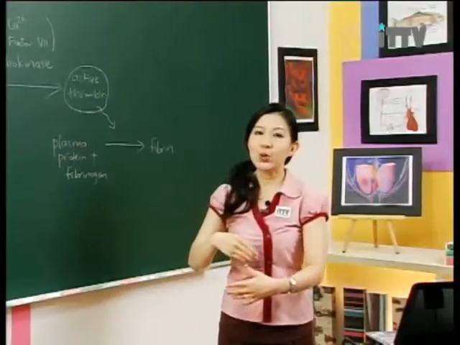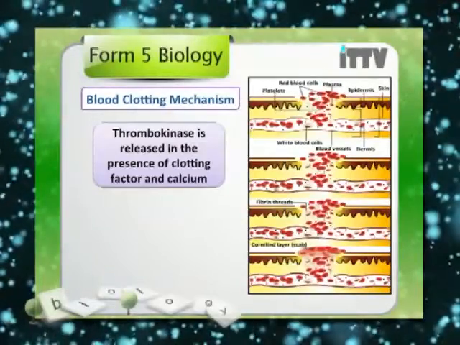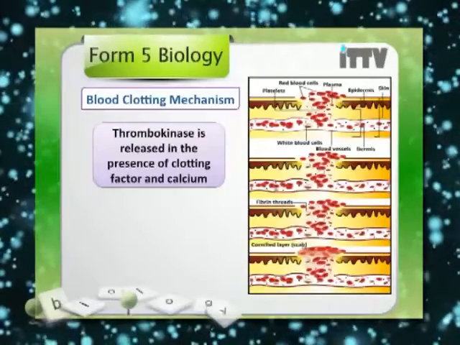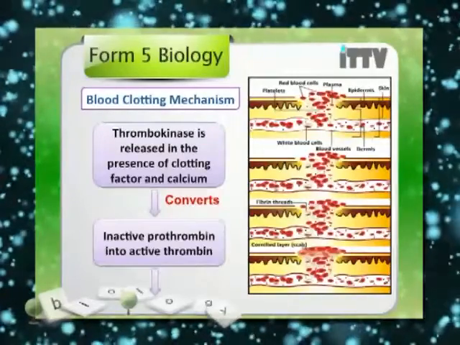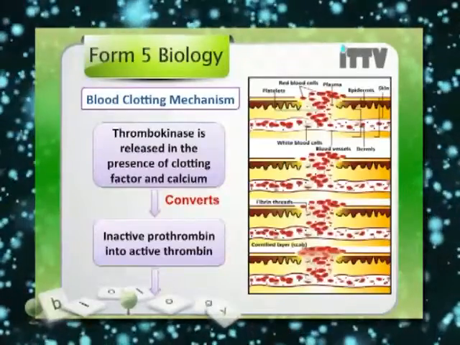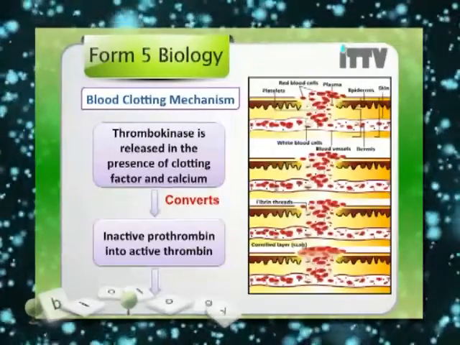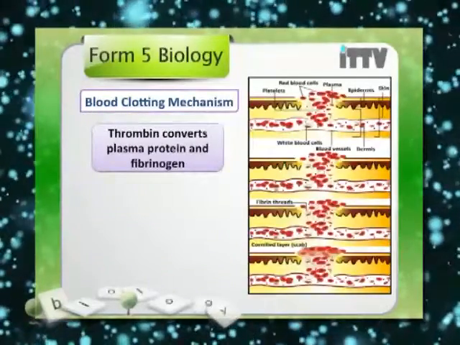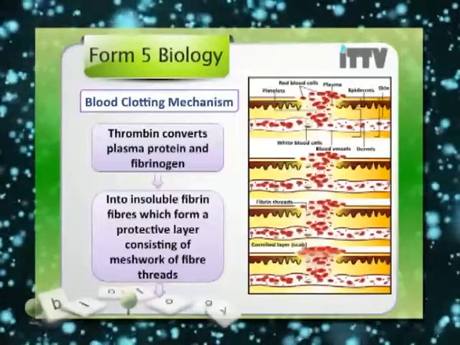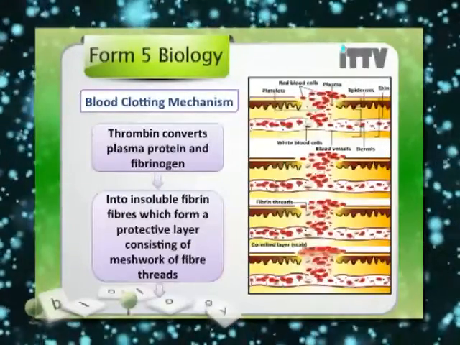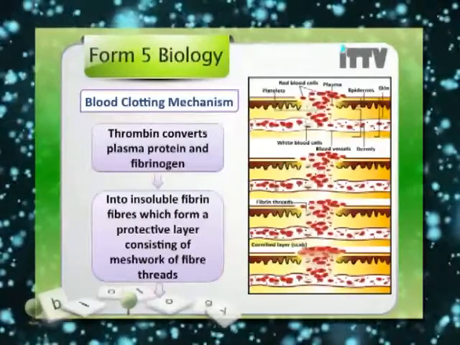Let's look at the slide to have a better understanding of how these clotting factors work. Thrombokinase is released in the presence of clotting factor 7 and calcium, and thrombokinase converts inactive prothrombin into active thrombin. On the other hand, prothrombin is produced in the liver with the presence of vitamin K. Thrombin then converts the plasma protein fibrinogen into insoluble fibrin fibers, which form a protective layer consisting of a meshwork of fiber threads. As you can see in the last part of the diagram, there is a cornified layer known as the scab.